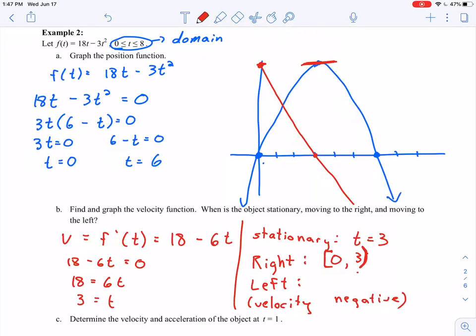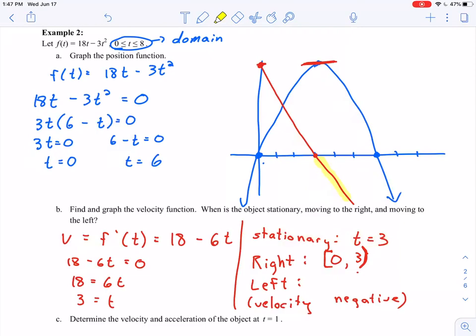So the velocity is negative. I have my velocity function graphed. That's this red line. Where is it negative? Well, it's negative anywhere below the x-axis. So this section right here, and it would keep going. So where does it start negative? Right here at 3. But again, not including 3 because we said it was stationary at 3.